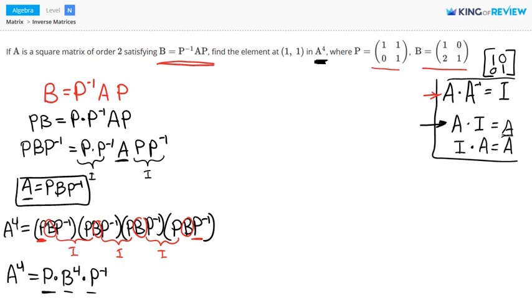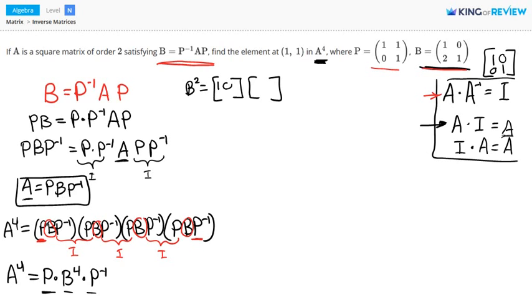So let's start with what was given here. We know what matrix B is. So what is B squared? B squared is matrix B times itself. So let's set up that.